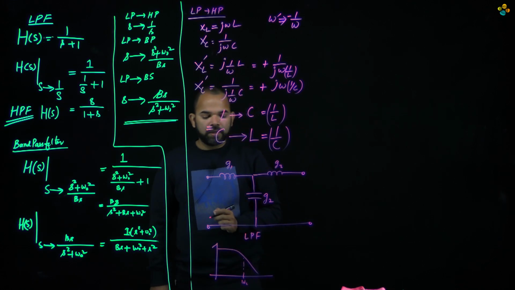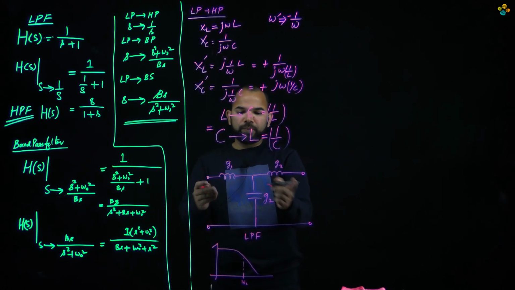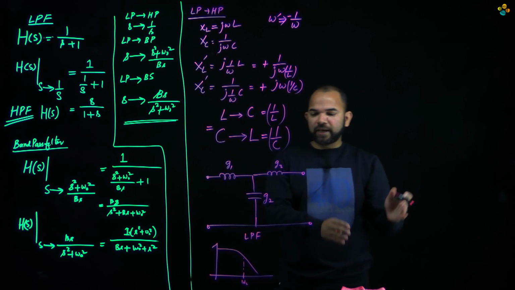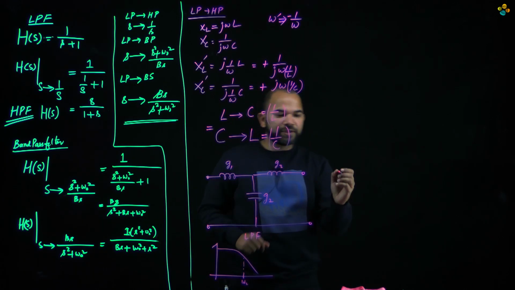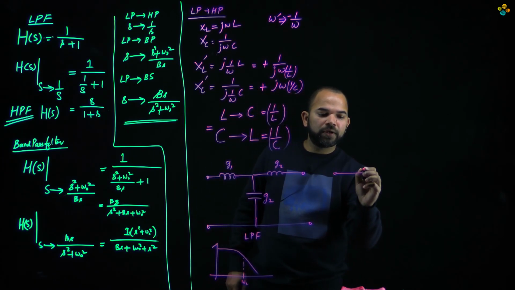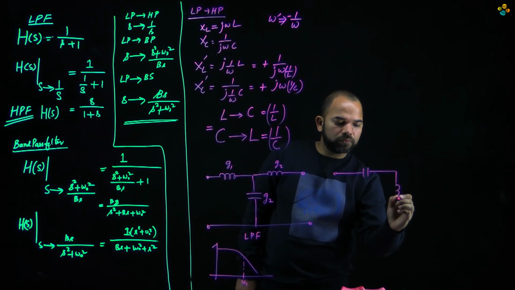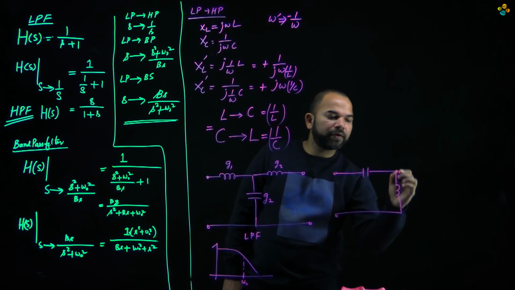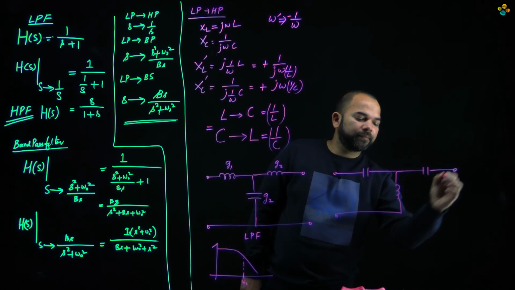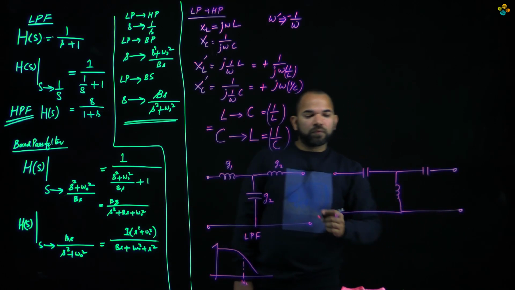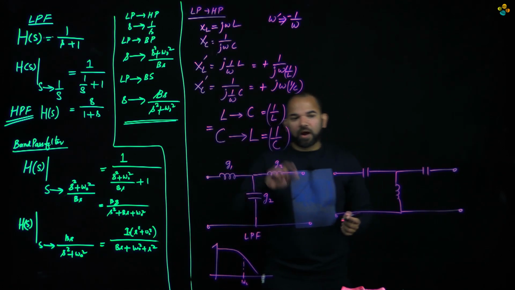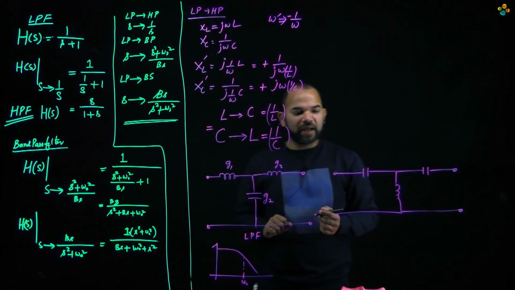Okay? And what do we want? We want to make it the same filter as a high pass filter. So what are we going to change? We are going to change the inductor to a capacitor, and the capacitor to an equivalent inductor like this. Okay? So how are these values going to be calculated?